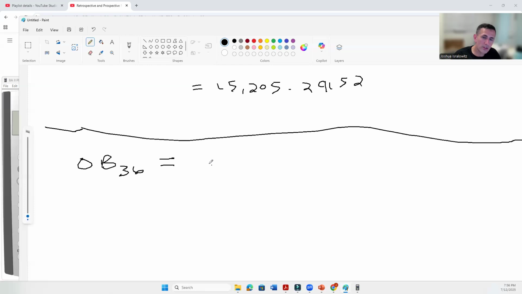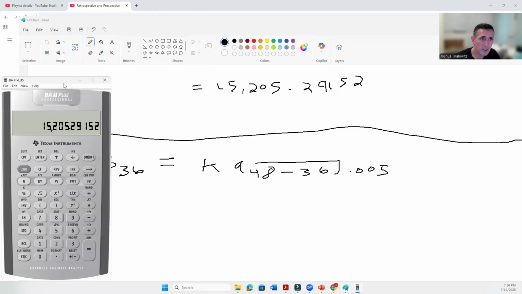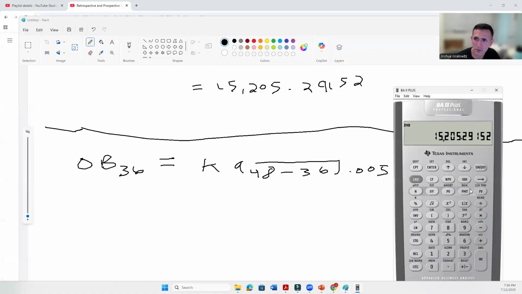So yeah, what is this? Using the prospective method, this simply is KA 48 minus 36, which is 12. And my interest rate for the last 24 months is 0.5%. So very simply, here's my payments, 12N, 0.5 interest, compute present value, $7,830.09.